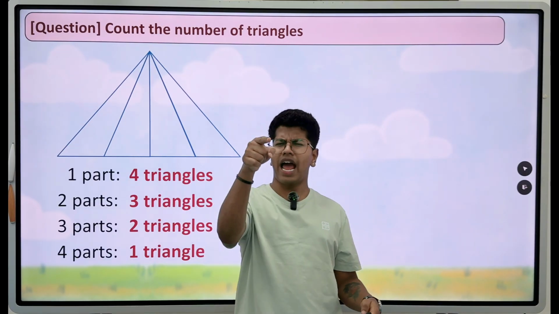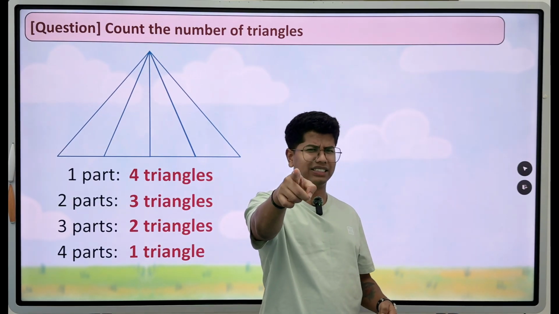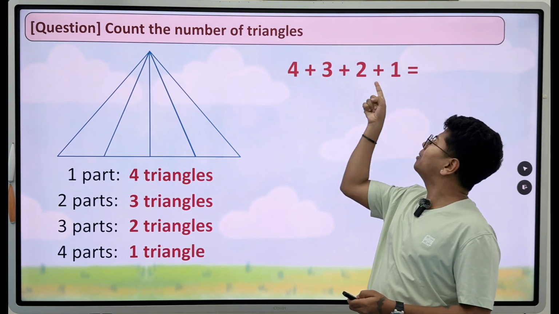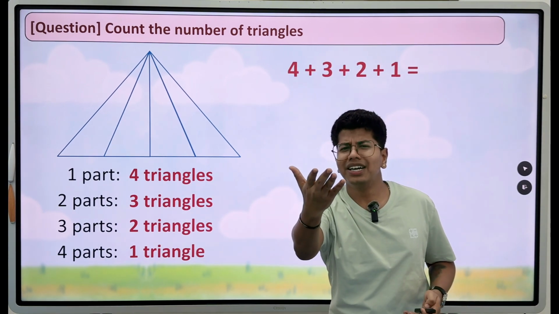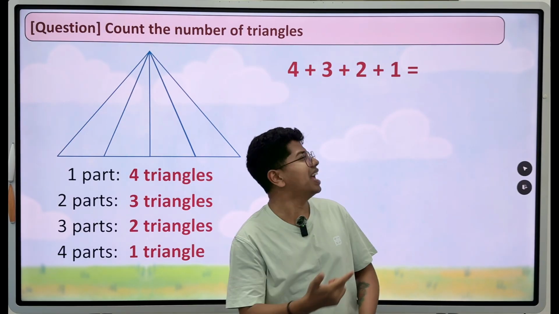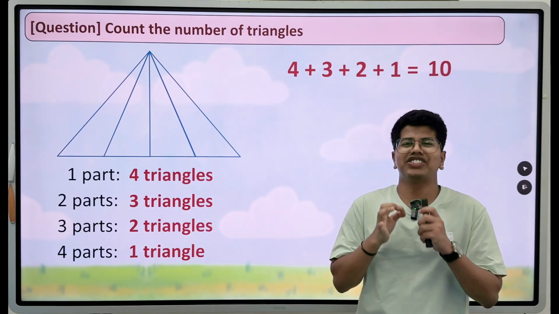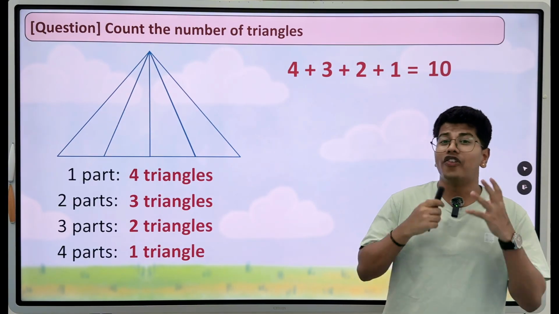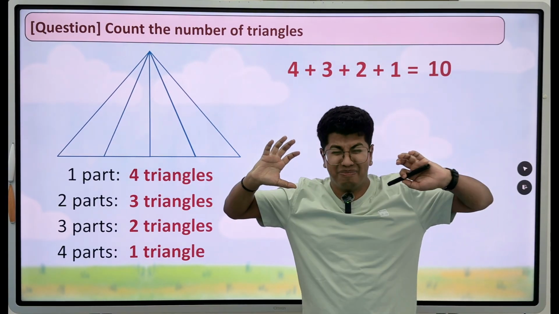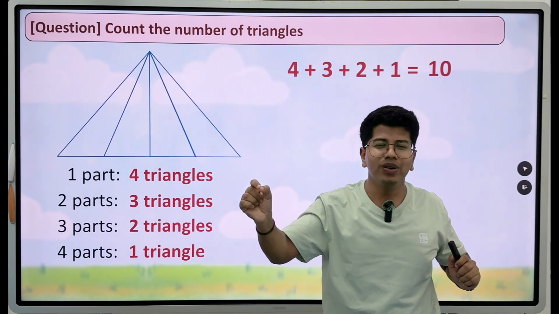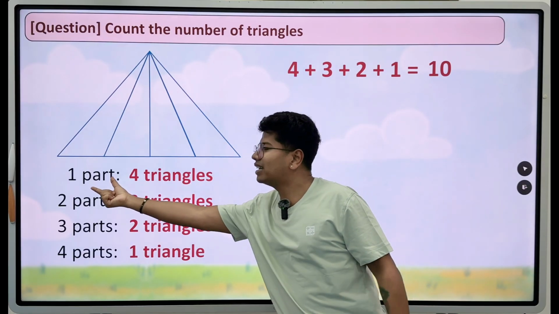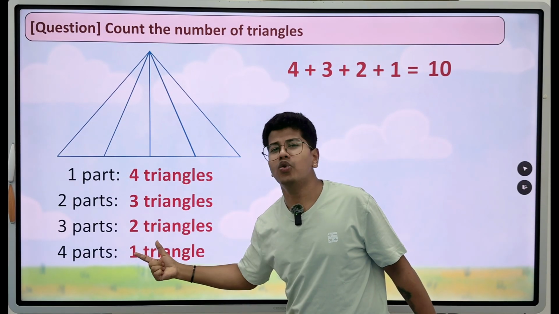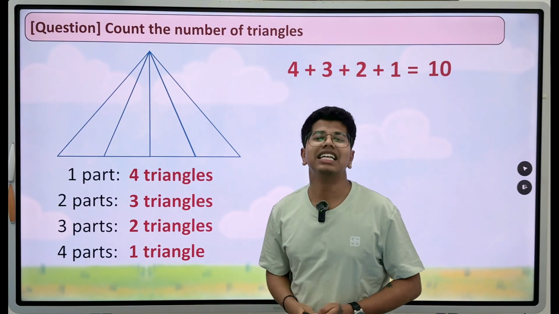And now how to calculate the total number of triangles? Just add them up. So here if I add them up, 4 plus 3 plus 2 plus 1, what is the answer? Wow, very good, it's just 10. So here let's write it down as 10. So what we can understand, in order to count the number of triangles, we can just combine and then count. And we can just find out one part, then we can just remove one to get the answer.